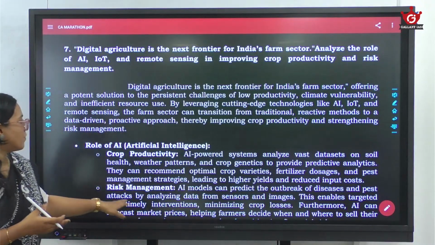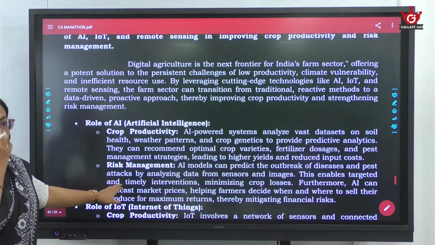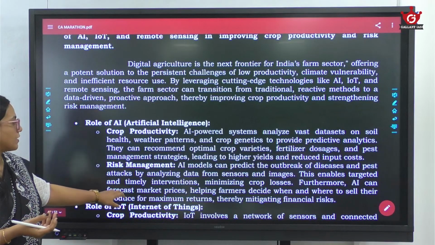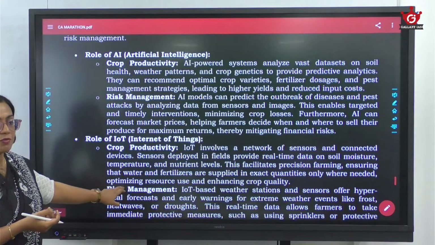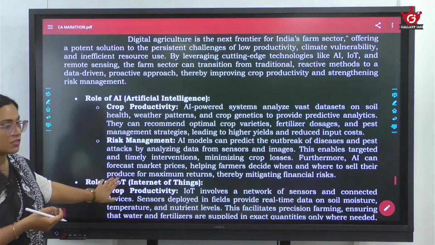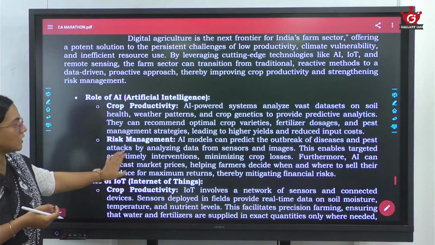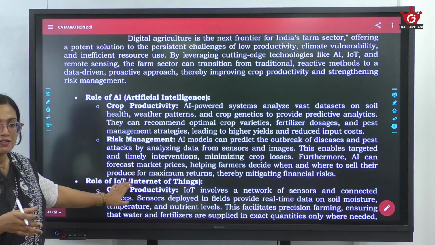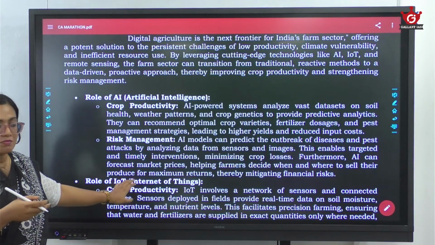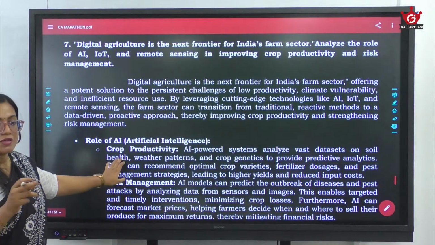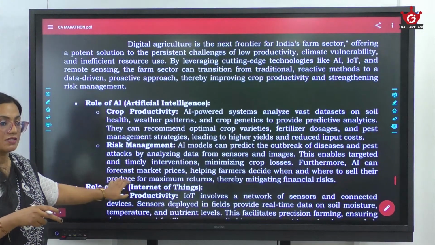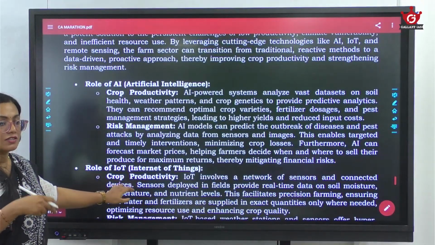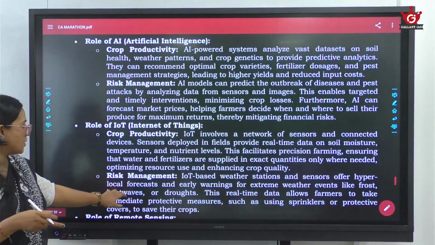So one is the role of AI, how AI is helping to improve crop productivity and risk management, and the role of Internet of Things. So it talks about AI and Internet of Things. Okay, mostly you'll have a tendency to write only about AI. So when it is exclusively mentioned in the question about AI and IoT, you should have that in your content. You should mention both AI and IoT.